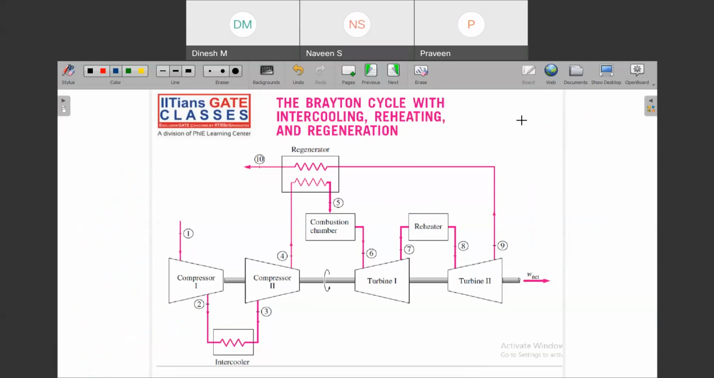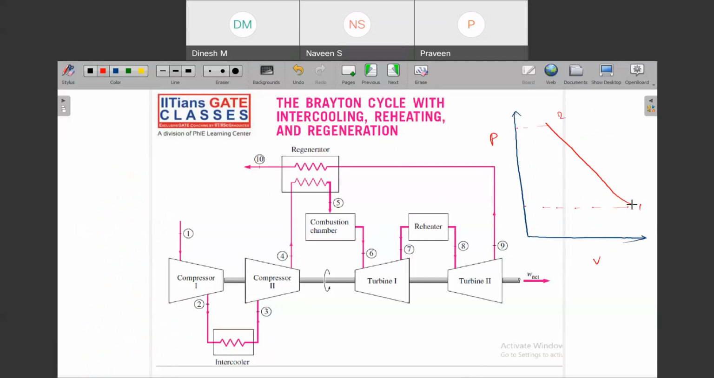See, what happens in intercooling? Let me help you understand in a better manner. Let us say that this is your work from 1 to 2. This is your compression on the PV axis. This is 1 to 2.